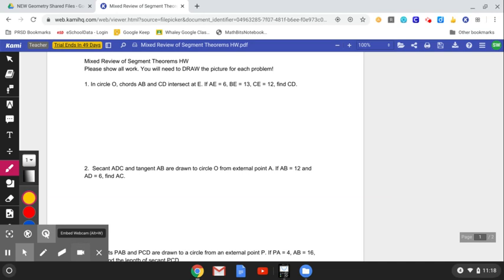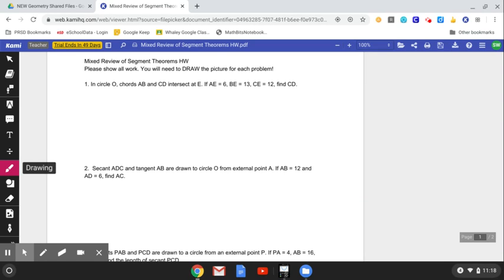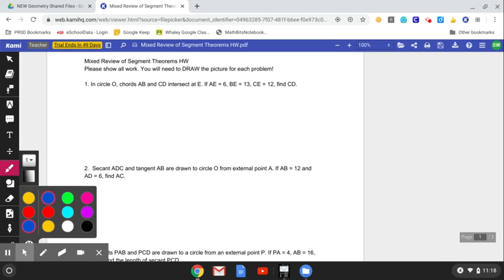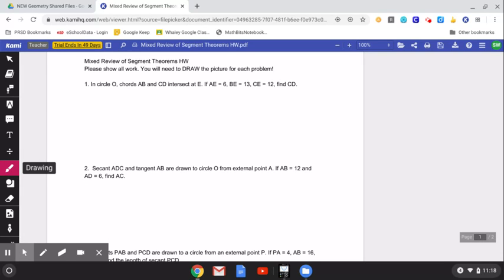Now, I'm in a program called Kami. Kami allows me to write directly into a PDF file. So that's what you see me working on here. Okay, I'm going to choose an ink color here. I think maybe the best thing for us might be blue. That should show up pretty well. And let's read number 1.